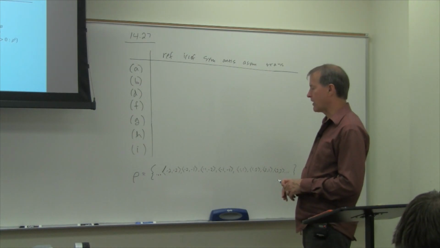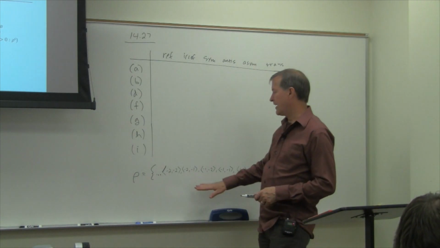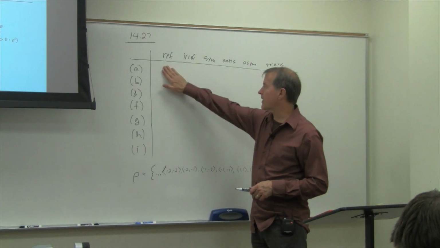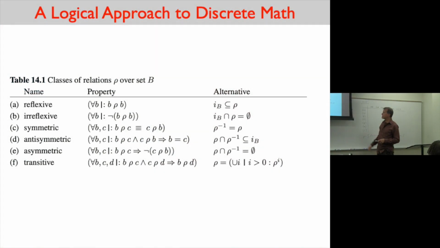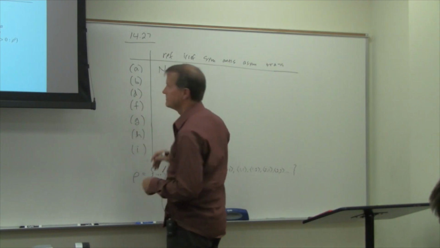Okay, so now we have to figure out: is this relation reflexive? Well, what does it mean to be reflexive? What does it say up there on table 14.1? What does it mean to be reflexive? b rho b. So is it true that for all b, b rho b? Well, we've got (-2, -2), (-1, -1), (1, 1), (2, 2), but we don't have 0. So this is no.